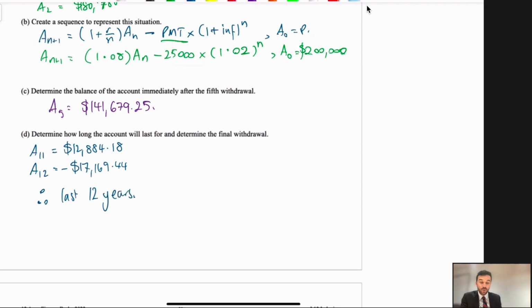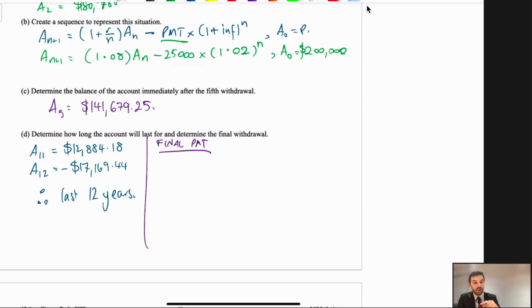Now it's also saying determine the final withdrawal. Now this isn't so straightforward. I think I can show you 2 strategies for this. This is the best strat, and I want to show you the best strat for final payment. And it's the strat that we normally don't like. Okay, it's the one I don't recommend doing.